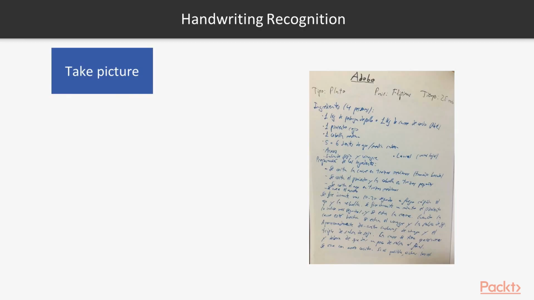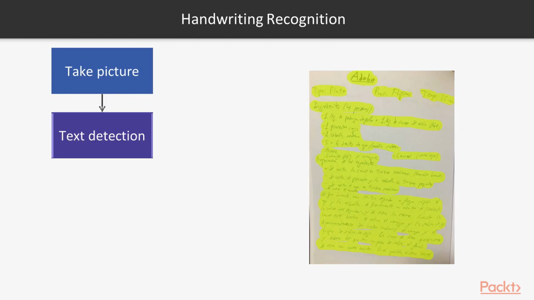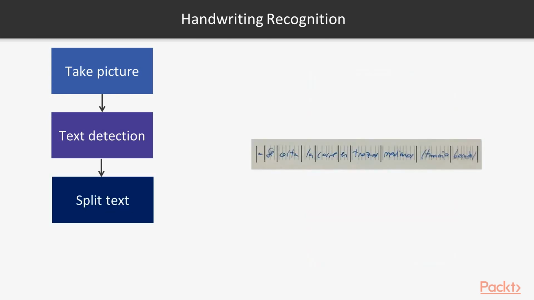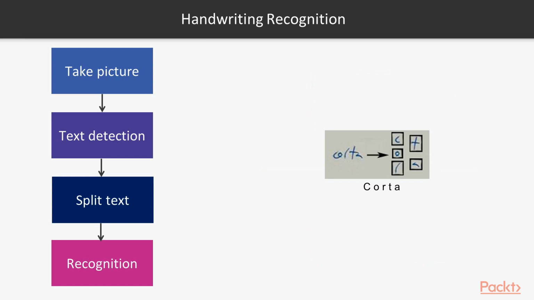At first, we have to present a picture. In the case of an app, we will take the picture using the smartphone's camera. Then we have to detect where is the text. After that, we have to split the text into characters. And finally, once the characters are individually separated, we perform the recognition. These three last steps are very different problems, and tackling each of them is very difficult and complex.